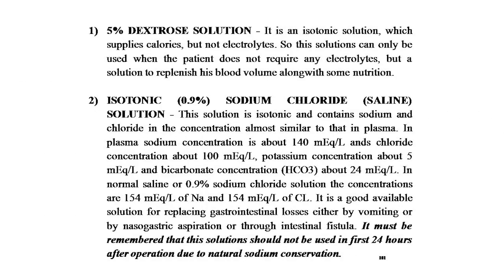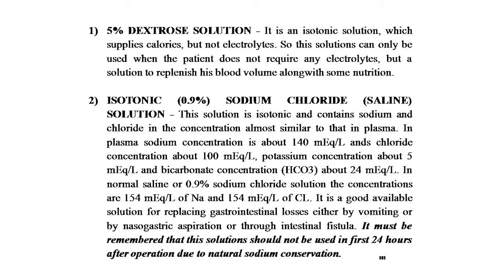Now first, 5% dextrose solution, that is the D5. It is an isotonic solution which supplies calories but not electrolytes. So this solution can only be used when the patient does not require any electrolytes but a solution to replenish his blood volume along with some nutrition.